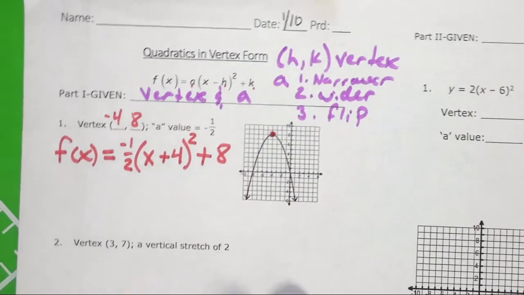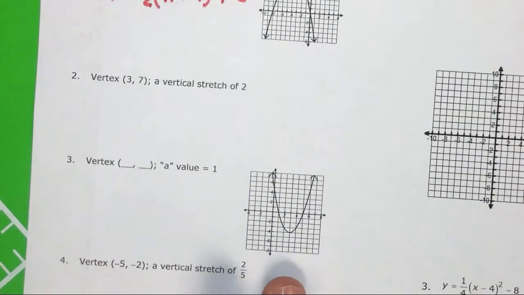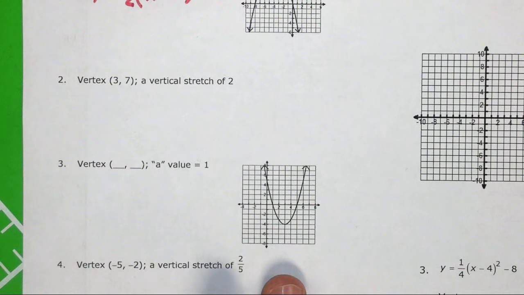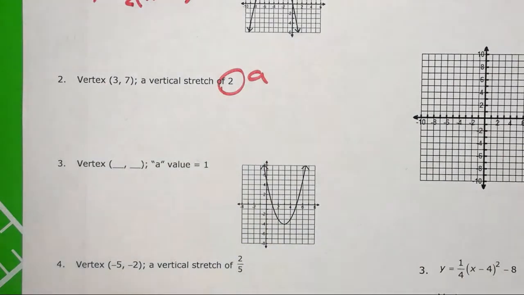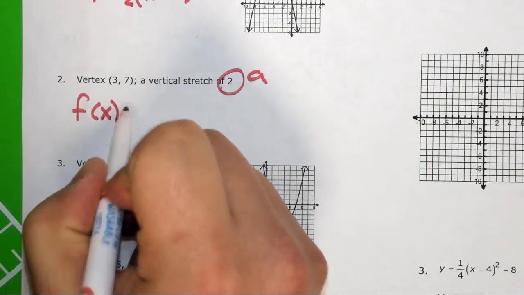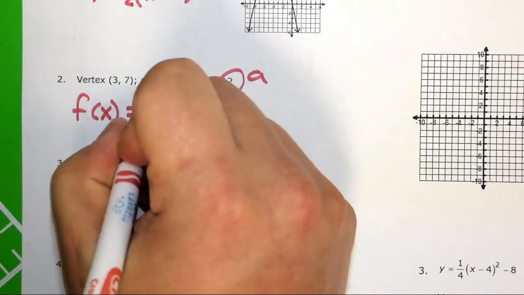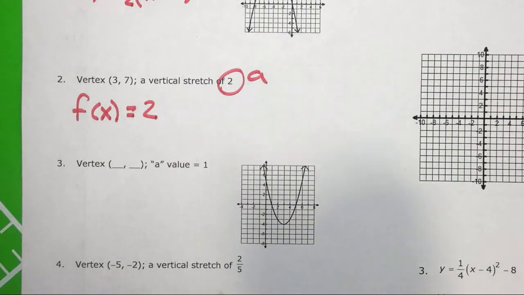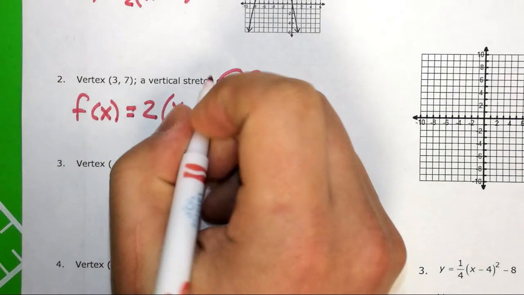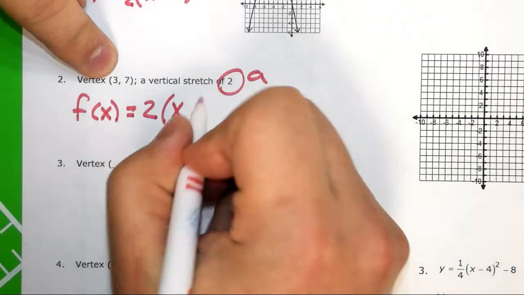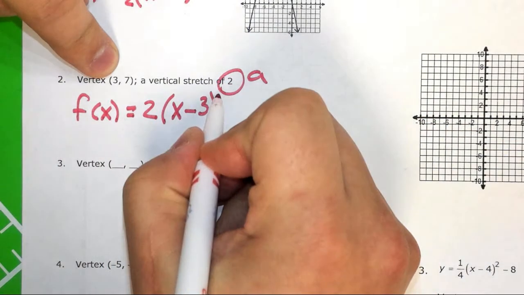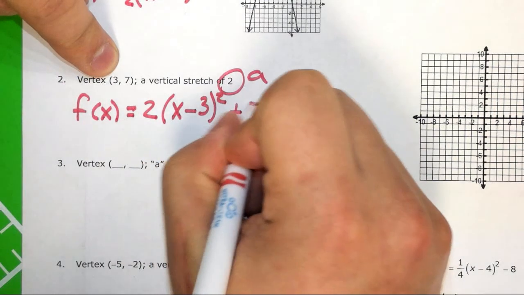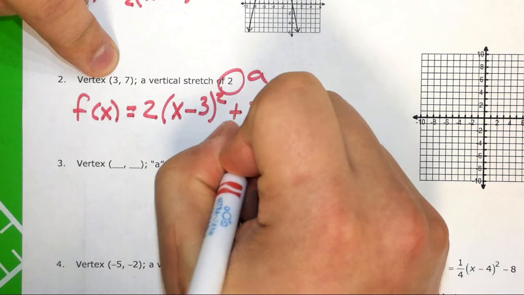All right, number 2 we'll do together as well. Here's another example. Number 2, you've got a vertex of 3, 7, and this time a vertical stretch of 2. That just means that's our a value. It's 2. So we'll do the same thing. We've got f of x equals, now a is 2, so we'll plug in 2. Then parentheses x, and now we've got positive 3, so it comes in, changes sign, minus 3. Then we're squared, and then that'll be plus 7. And that's it for that one.